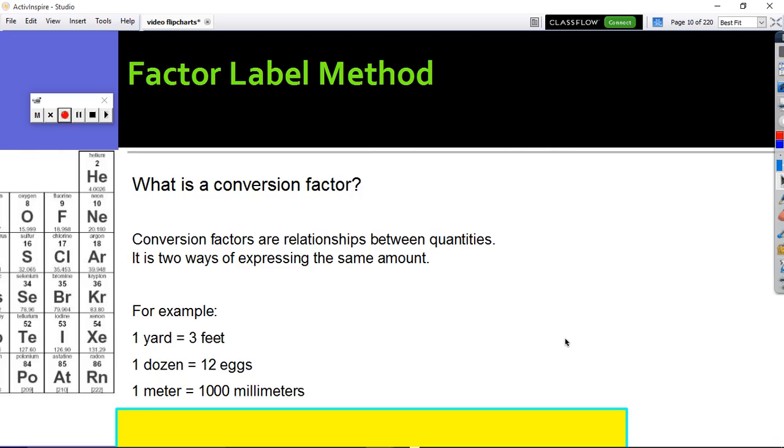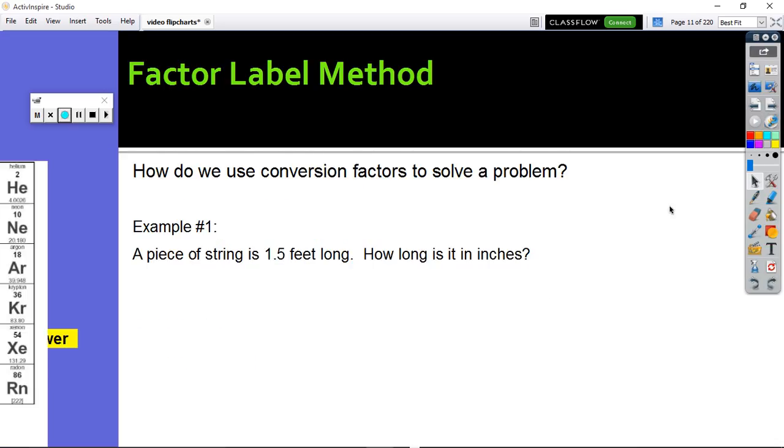It's a conversion factor. 12 eggs is equal to 1 dozen. It means the same thing. If you buy a dozen or 12, you're buying the same amount. And then 1 meter is 1,000 millimeters. It's two ways of expressing the same amount. It's just a different way of saying it. Can you come up with any conversion factors of your own? Okay, once we know that, let's talk about how to use it to actually solve a problem.